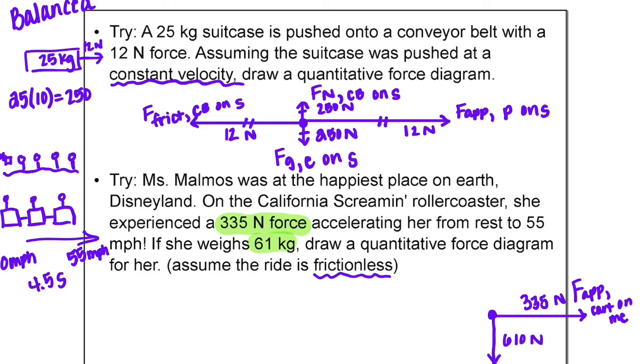Now, I'm not accelerating up or down. I'm accelerating to the right. So up and down, my forces are balanced. So my normal force, which is also coming from the cart on me, coming from my seat on me, is also going to have to be 610 newtons. So, that is the force diagram.